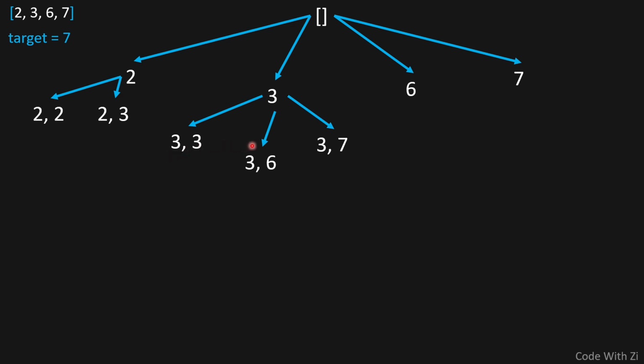Let's check this one. Is the sum of 3 and 6 equal to our target number? Well, the sum of 3 and 6 is going to be 9, and that's going to be greater than our target number, so we're going to ignore this one. And same thing for this one here, so these two are going to get ignored.